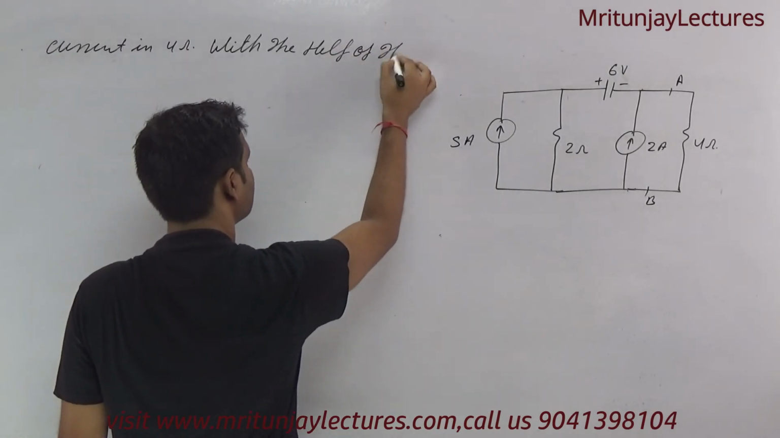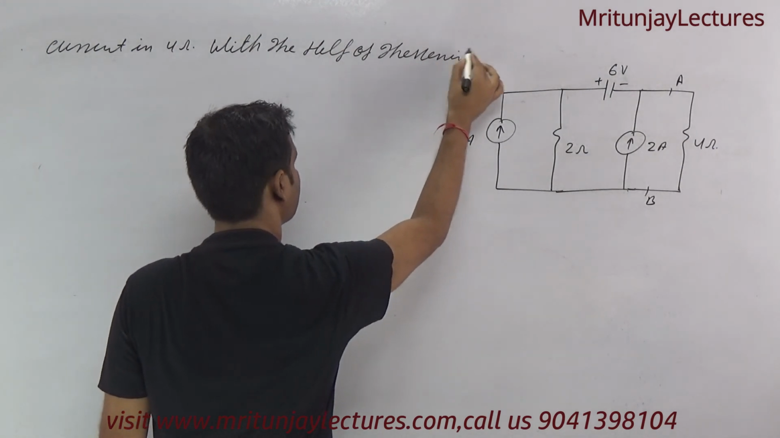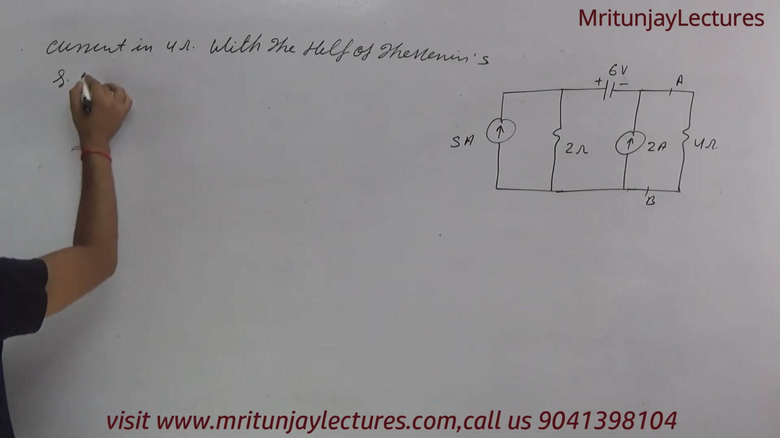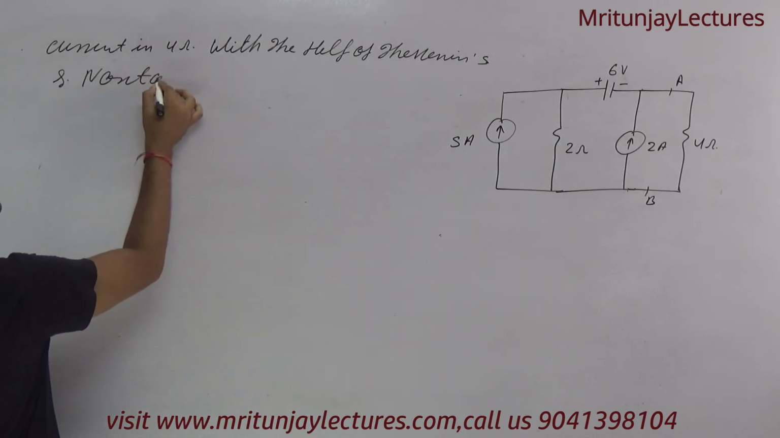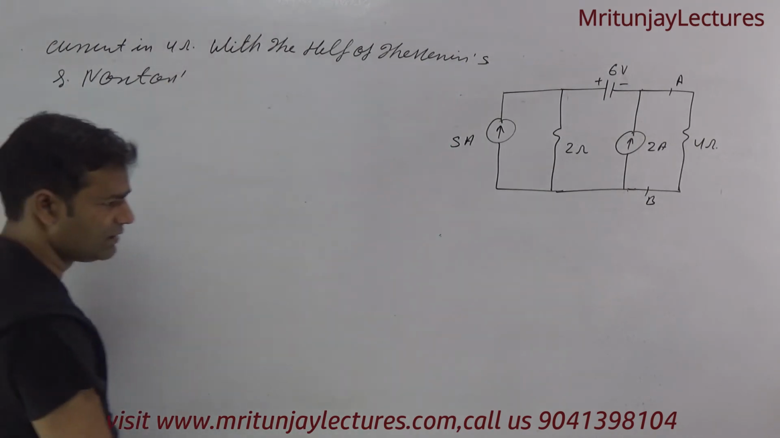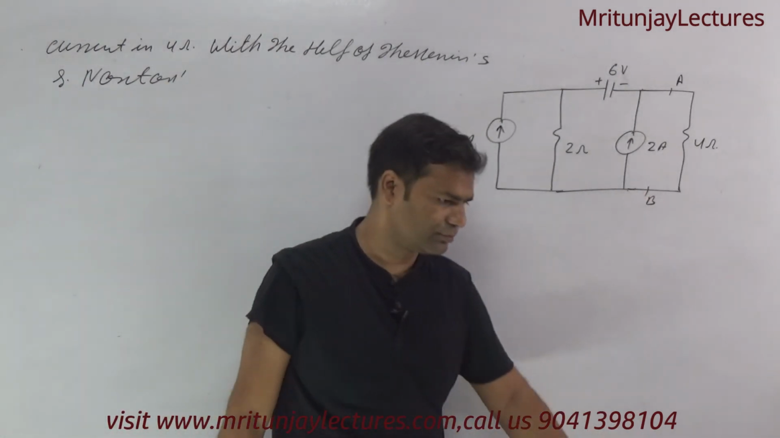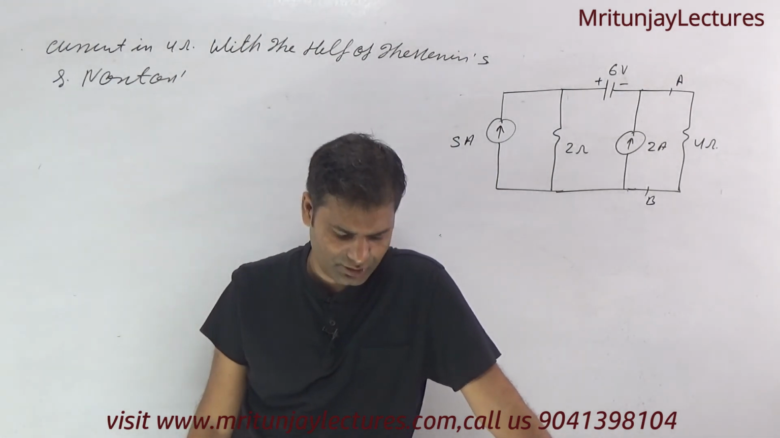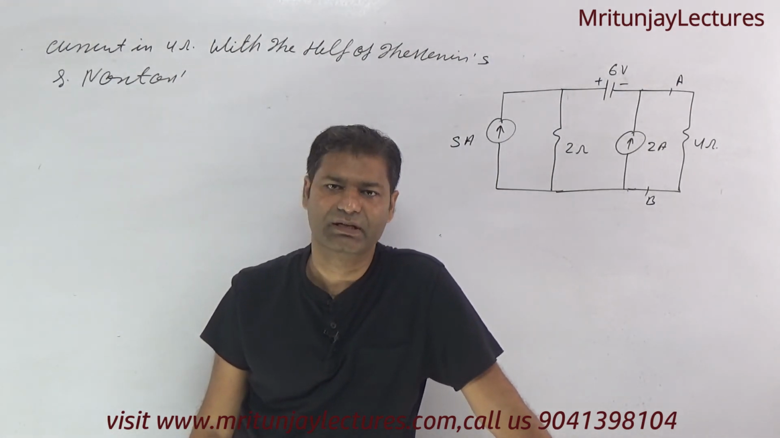With the help of Thevenin, and after that verify with Norton. Our motto is to determine the current in the 4 ohm resistance with the help of Thevenin's equivalent. You can solve this one with Thevenin's, and after that we verify with Norton.